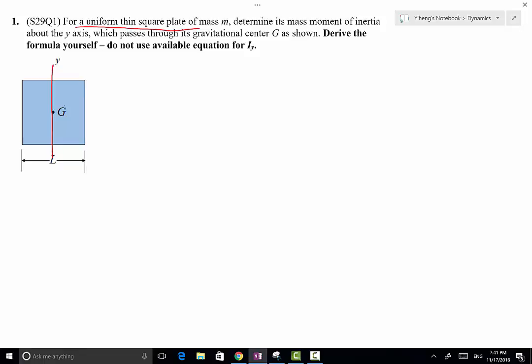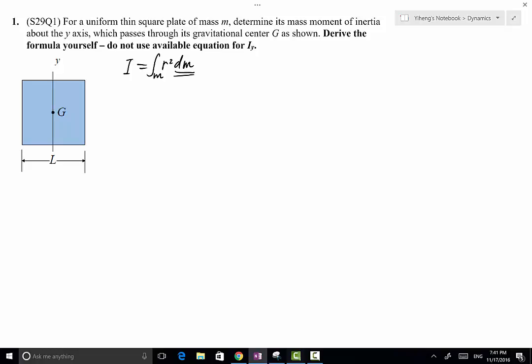center G. So to derive this formula, we know that as a general equation, mass moment of inertia about any axis equals the integration of r squared dm integrated over the entire body, and this r here is the perpendicular distance to this axis that we're calculating the moment of inertia about. So this right here is the differential element with the very, very small mass of dm.